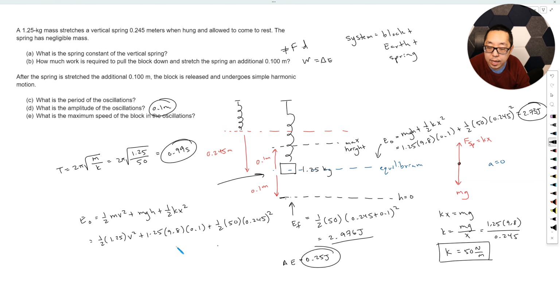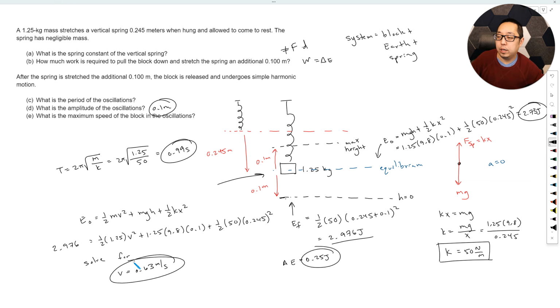Okay, so that's that. And then the energy down here is the same, because all we have down here is no kinetic energy, no gravitational potential energy, only spring potential energy, and that's how much it's stretched. So that's going to equal the 2.976, and then you solve for v. Okay, so it's going to be 2.5 times 2. When I get it, I get 0.63 meters per second, if I did that in the calculator correctly, okay?